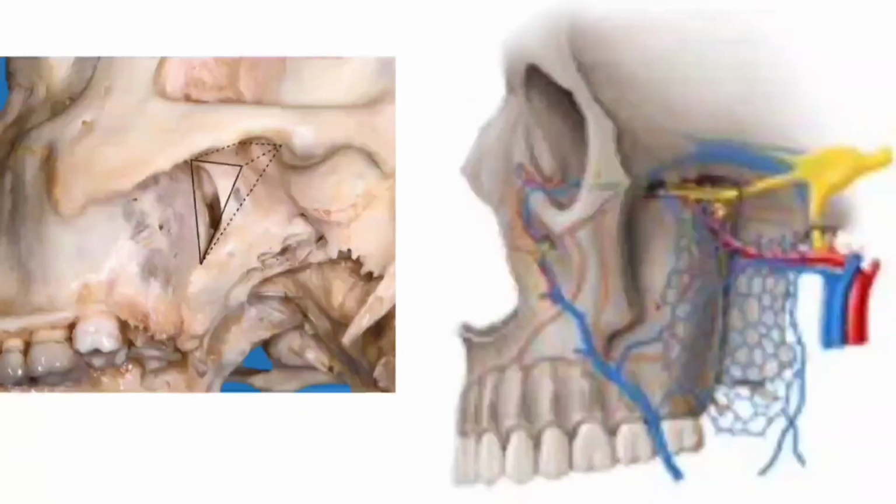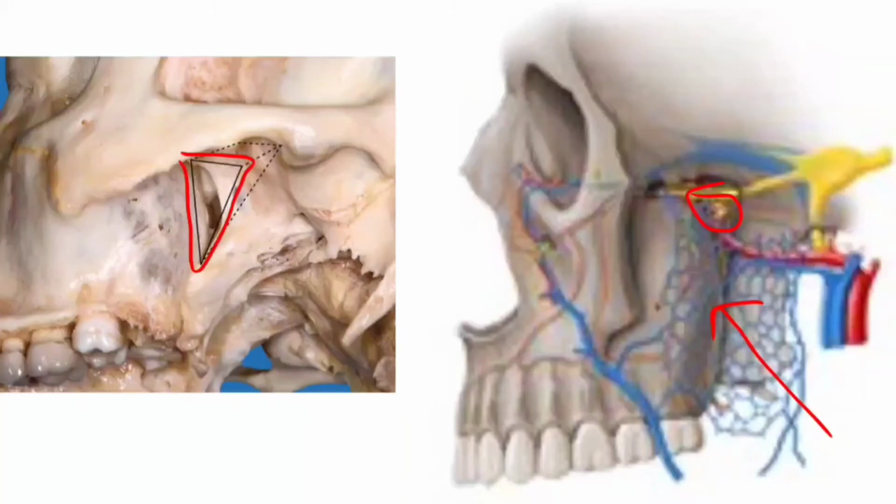Here's what we said: posterior to the maxilla is the pterygomaxillary fissure, in which runs the posterior superior alveolar nerve after coming from the sphenopalatine ganglion, which is suspended in the maxillary nerve, and a large venous plexus, which is the pterygoid venous plexus, posterior to the tuberosity and maxillary sinus.